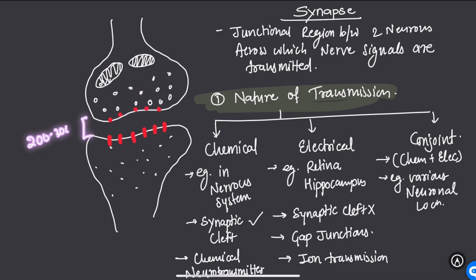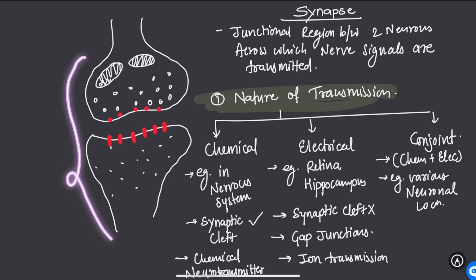which has a size of approximately 200 to 300 angstrom, and this released neurotransmitter will be received by the receptor protein, and then it will cause a change in the postsynaptic neuron. Either that change will be excitation or inhibition. So this whole process is called synapse. So first we'll only see what is synapse and the types of synapse.